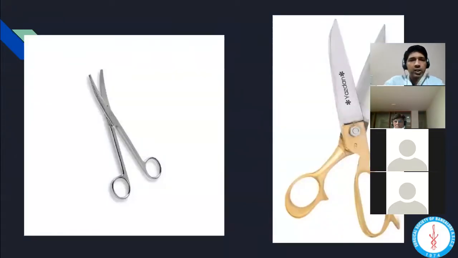Now, coming to cutting instruments, there is a basic difference between a surgeon scissor and a tailor scissor. In a surgeon scissor, you'll see that the blade part of the instrument is actually small when compared to the shank and the handle. Whereas in a tailor scissor, the blades are long when compared to the shank and the handle. Most of the scissors we use in surgery are curved; the straight scissors are invariably used for cutting sutures.